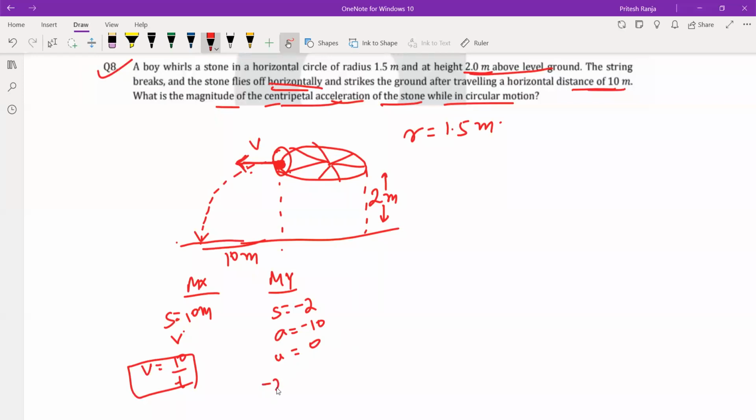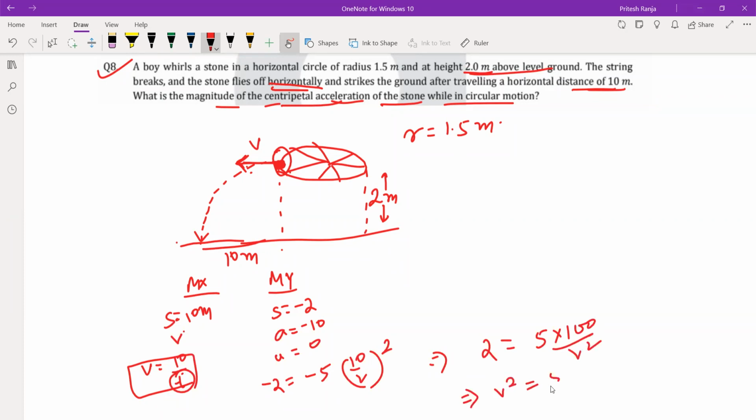So here displacement is equal to u into t, that is 0, plus half a t square. So -5t square. T square I will substitute from here. So it will be (10 by v) whole square. So from here we get 2 is equal to 5 into 100 by v square. So that gives us v square as 5 into 50. So that is 250. So that means v will be 5 root 10. Right? We get v.